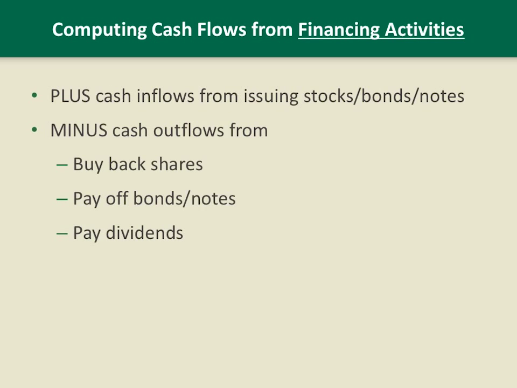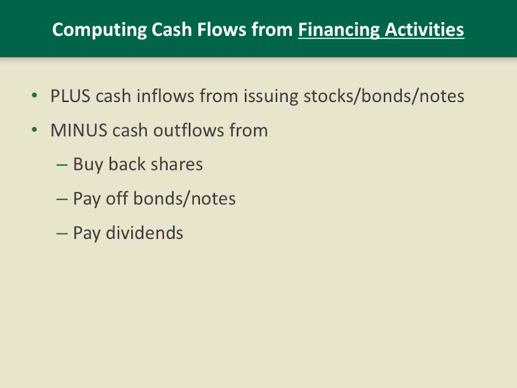The last section is financing section. First of all, we're going to plus any cash inflows received by the company when they issue stocks and or bonds and or notes. Then we're going to minus any cash outflows when company buy back shares from the public market, when they pay off bonds or notes to the creditors, when they pay dividends to the stockholders. So this is the financing section.